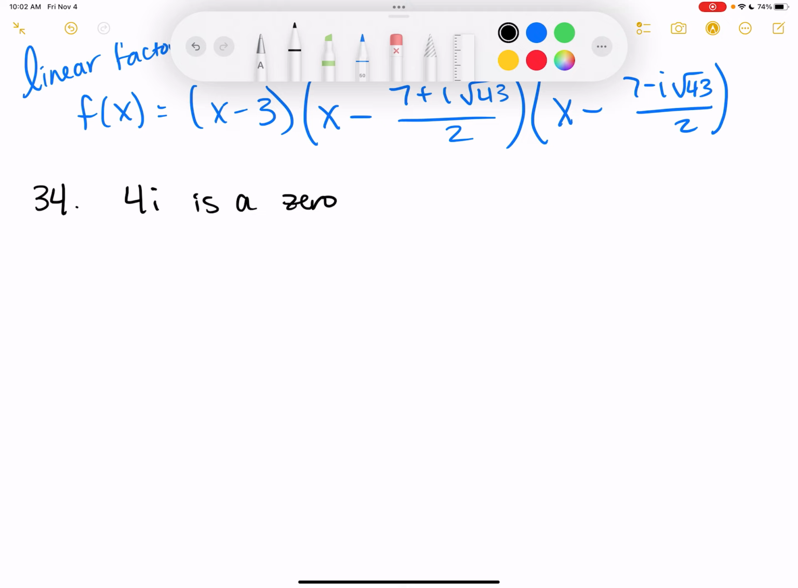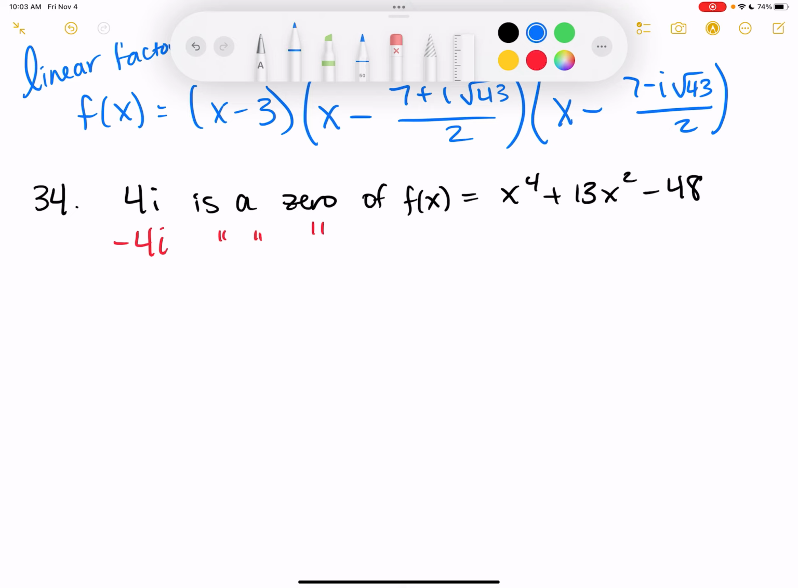And then it says f of x equals x to the 4th plus 13x squared minus 48. So if we know 4i is a 0, would that mean that negative 4i is a 0? Yep, exactly. So negative 4i also has to be a 0. So we're going to start out with one of them. Doesn't matter which one. So we're going to start out with 4i.